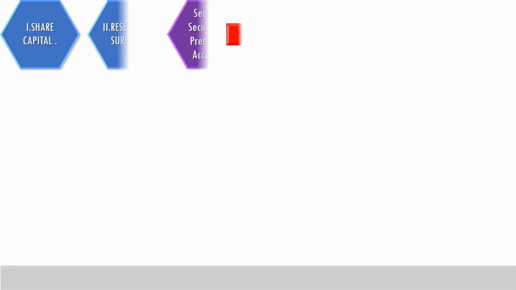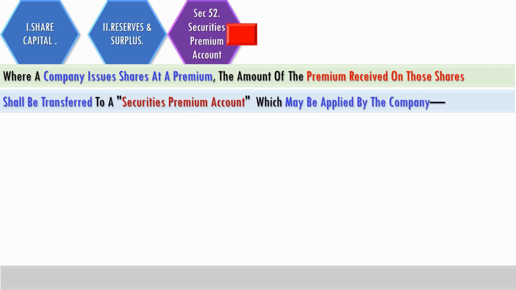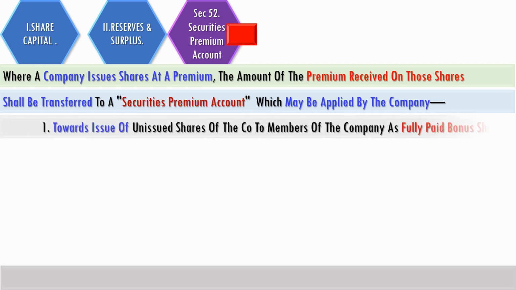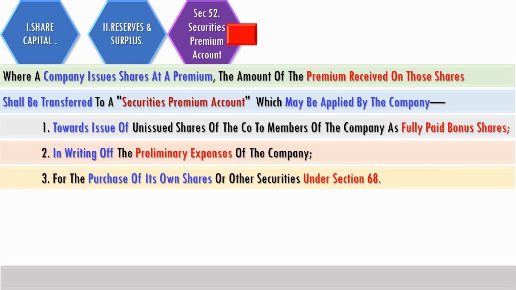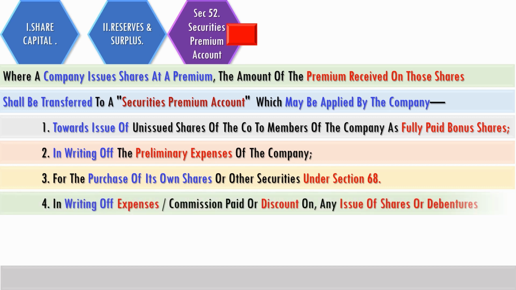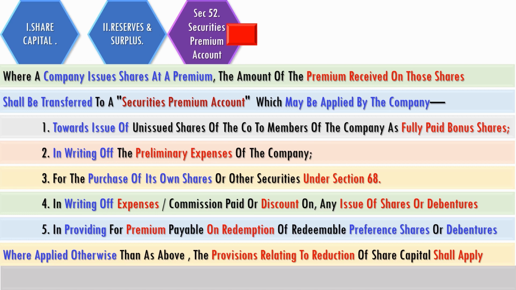When securities are issued at a premium, the premium is credited to the securities premium account. The securities premium account may be applied for specific purposes, five in number: towards issue of fully paid bonus shares, writing off preliminary expenses, purchase of its own shares under section 68, writing off expenses, commission or discount on issue of shares or debentures, or providing for premium payable on redemption of preference shares or debentures.